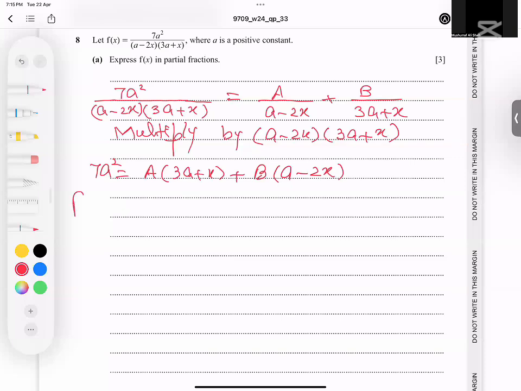So first of all, I put this equal to 0. When I set 3a plus x to 0, the x value turns out to be -3a. So I'm replacing x in the whole equation with -3a. When I place it here, positive 3a and -3a will give us 0.